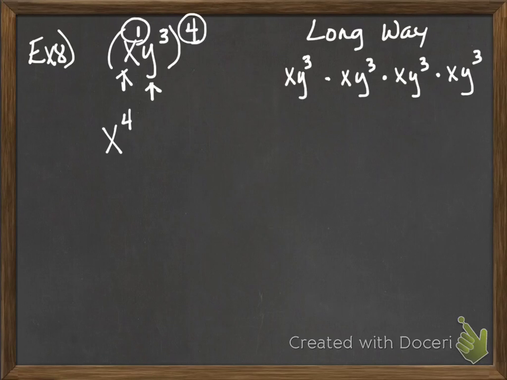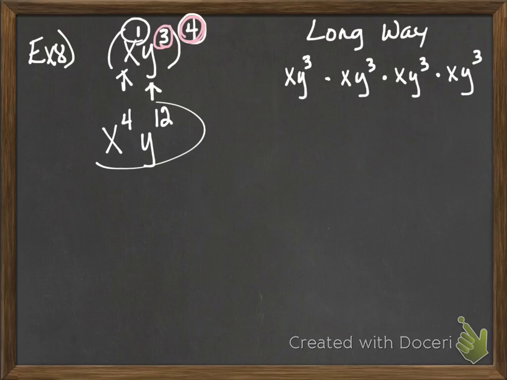So let's look at our y. The power on our y is 3. And we're raising 3 to the 4th power. So a power to a power, you're going to multiply those. And 3 times 4 is 12. So the new power on your y is 12.